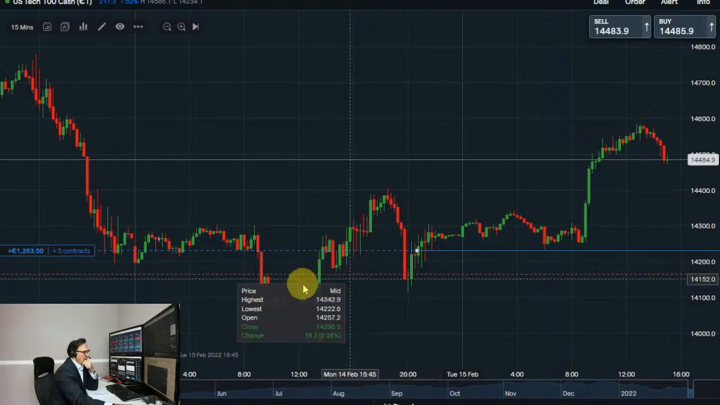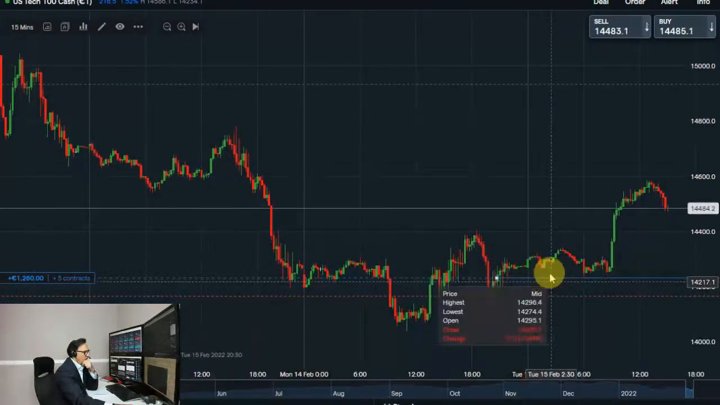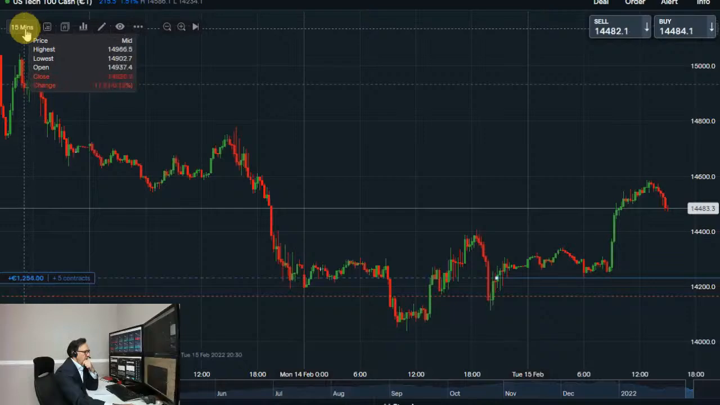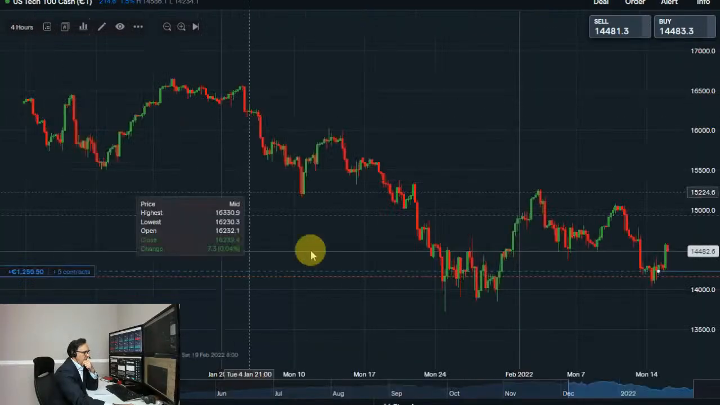Just before the close, it looked like a good entry level. It was triggered in a higher time frame.